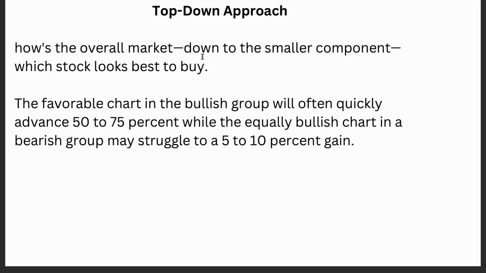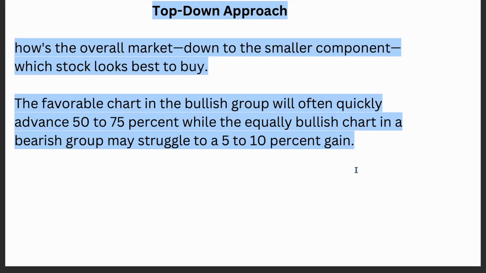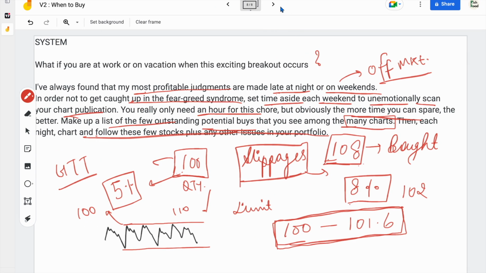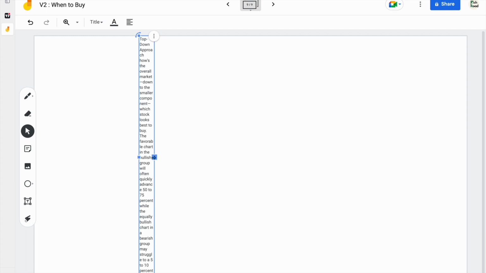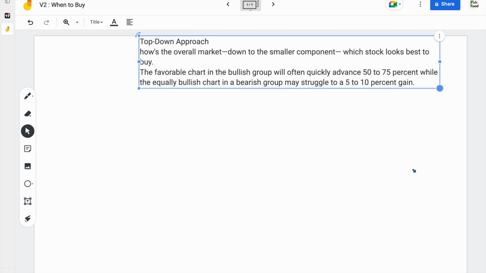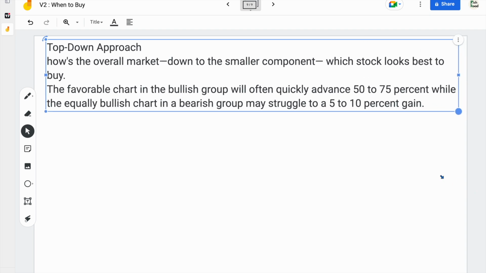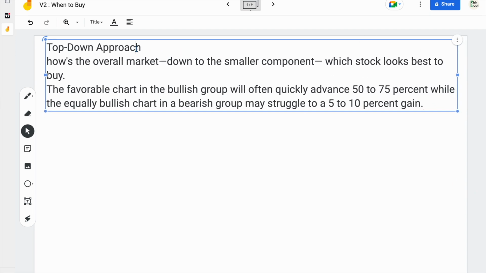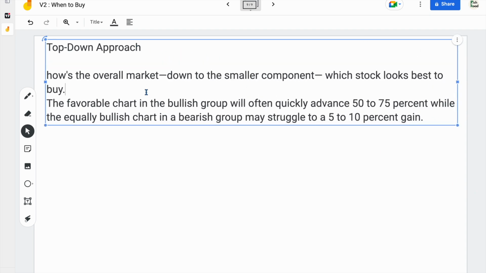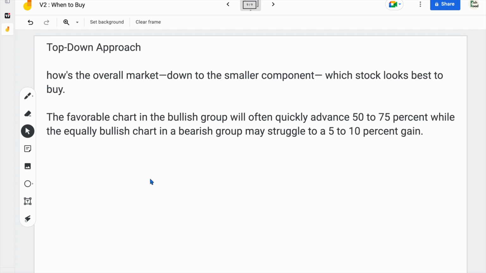Then comes a very important approach, something called a top-down approach. What exactly that is, let's see, because this will lead us to something called sector analysis. And I have a lot of things to share about that, as those are not found in the book, but I'll give you from my personal experience. So let's first read about what he's trying to say about the top-down approach.